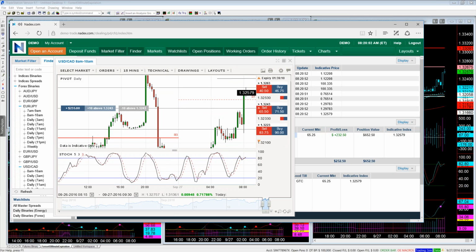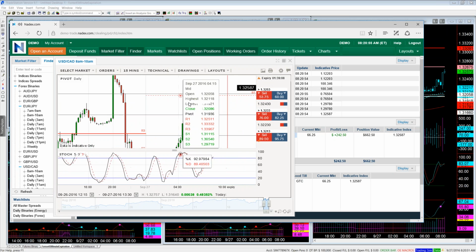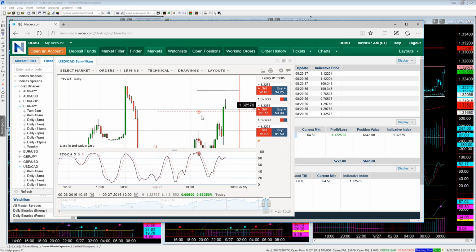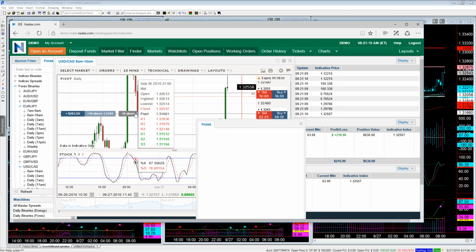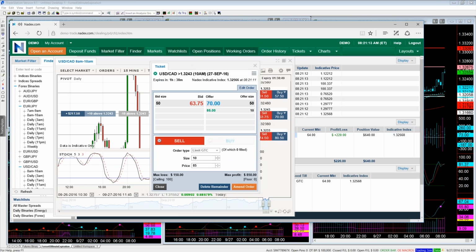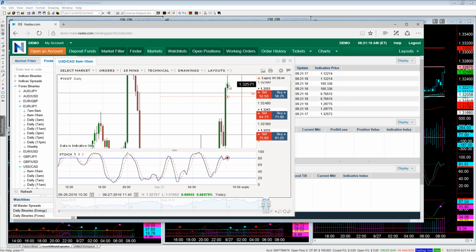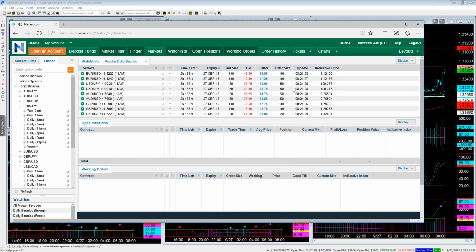I may close this one because I don't like what it's doing. I wish it would stay open. There we go. See, right now I don't like this bar that's forming. So I'm just going to click on my profit target and go ahead and exit the position. I don't like that bar that's forming, okay? This is typical of a reversal bar. We're close enough. I'm just going to go ahead and exit.